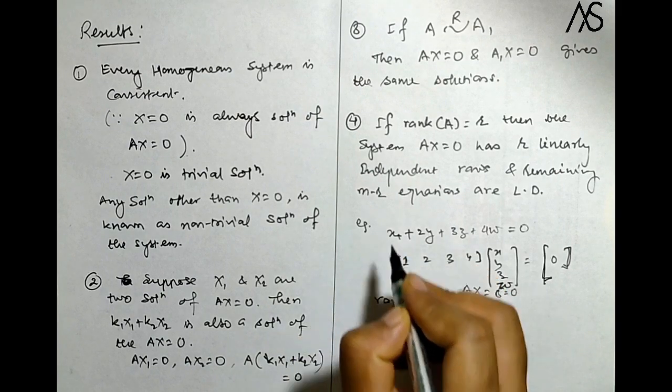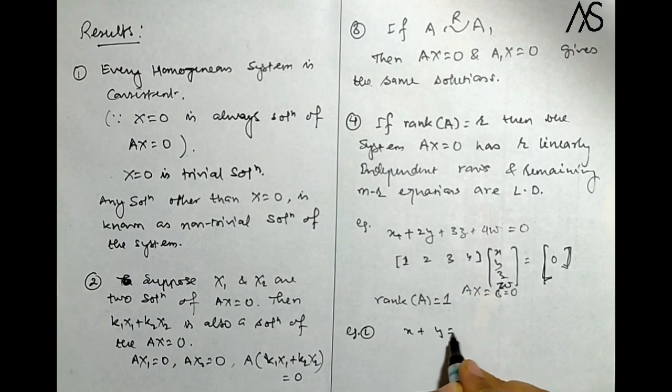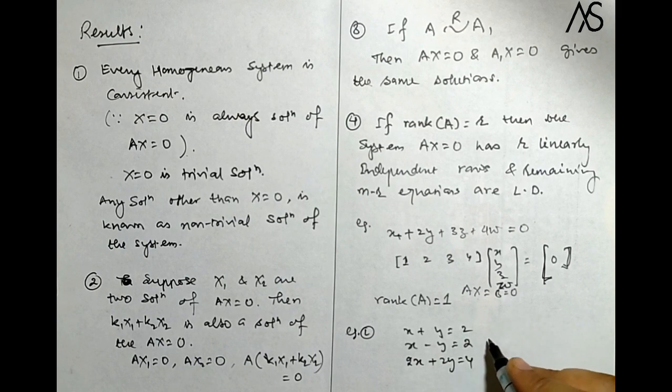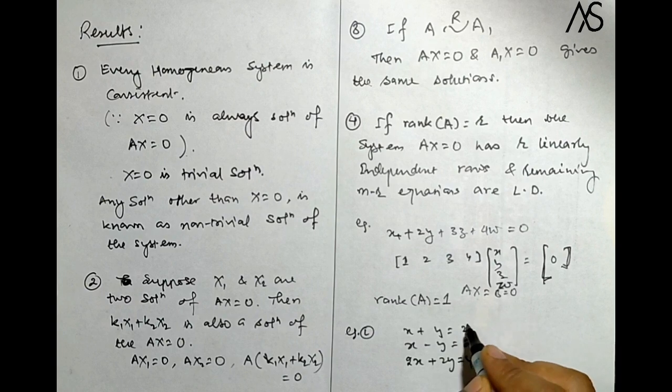We are taking another example. x plus y equals to, suppose, 2, x minus y equals to, suppose, again 2, and 2x minus 2y equals to 4. अगर मैं इसका कोफिशिएंट मैट्रिक्स, बट राइट हैंड साइड इज नॉन जीरो, सो दिस इज नॉट अ होमोजीनियस. ओके, सो हमें एग्जांपल लेना है होमोजीनियस का, तो राइट हैंड साइड शुड बी जीरो.